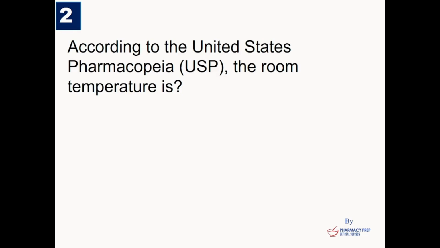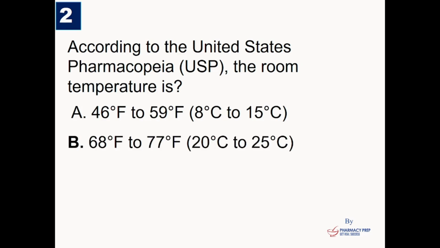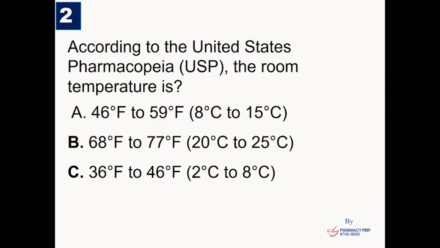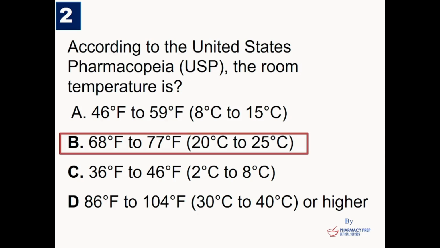Temperature factor. According to the United States Pharmacopoeia, the room temperature is: A. 46 to 59 Fahrenheit, B. 68 to 77 Fahrenheit, C. 36 to 46 Fahrenheit, and D. 86 and above. The correct answer is 68 to 77 Fahrenheit. According to the United States Pharmacopoeia, that's considered controlled room temperature.